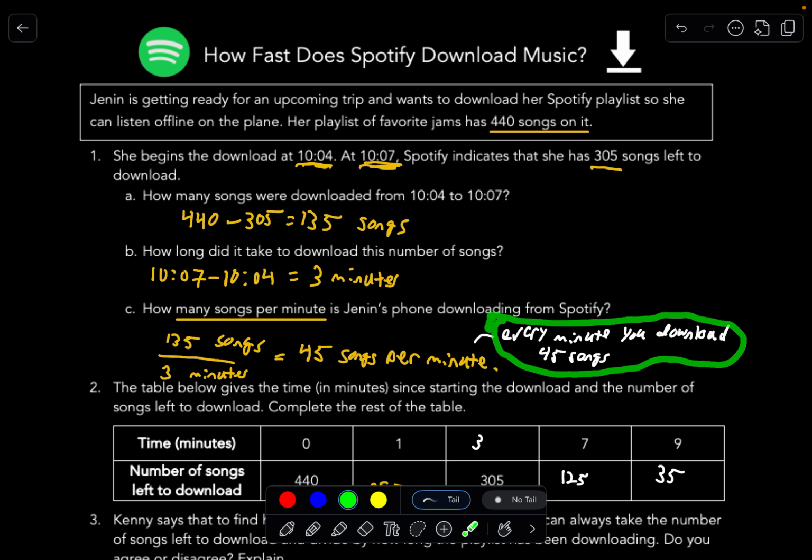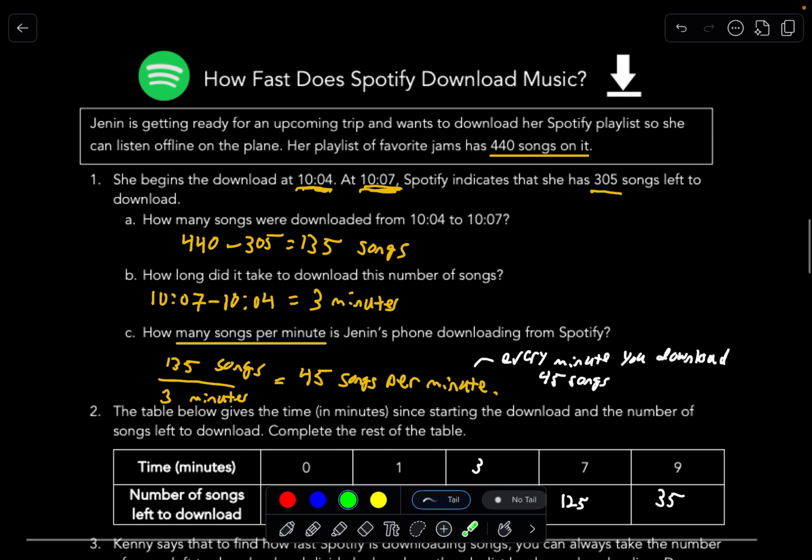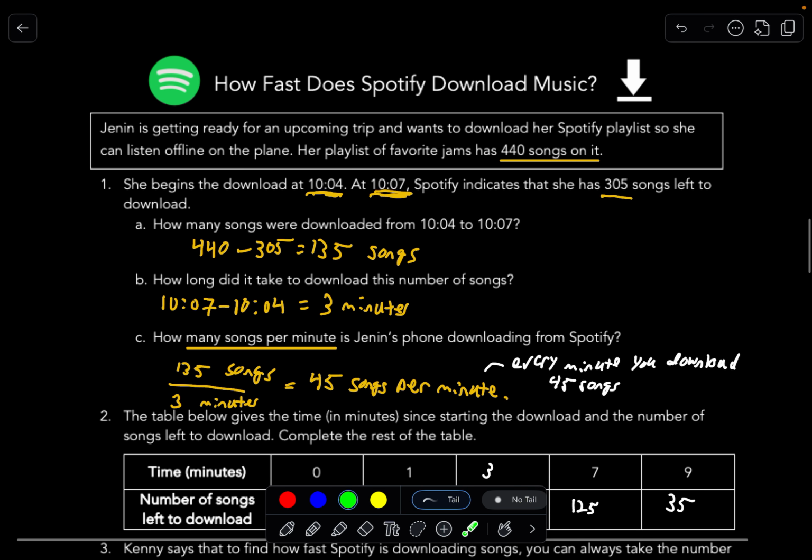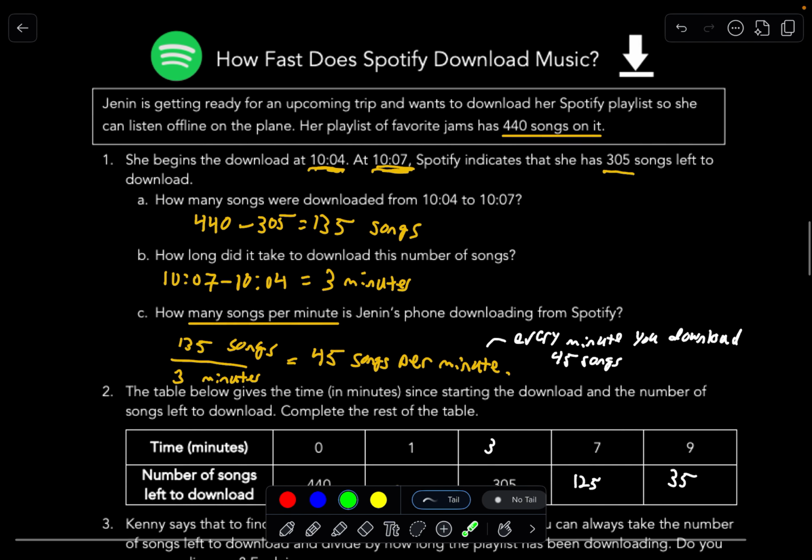And a minute from when you hit 100, you will download 45 more. So it doesn't matter where you are, it's always going to be over a minute time span, you download 45 songs. All right, so the table below gives the time in minutes since starting the download and the number of songs left to download.